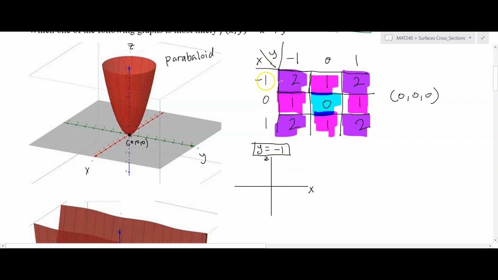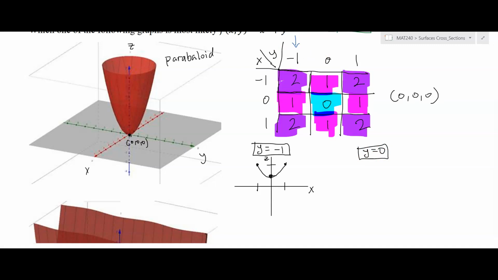So in terms of where my table indicates y being held constant at -1, that is this column right here. So what I want to plot is the corresponding ordered pair x and z. When x is -1, z is going to be +2. When x is 0, z is going to be +1. And finally, when x is 1, z is going to be +2. So if I continued to draw these points, what I would notice is that we have a parabolic shape for when y equals -1.